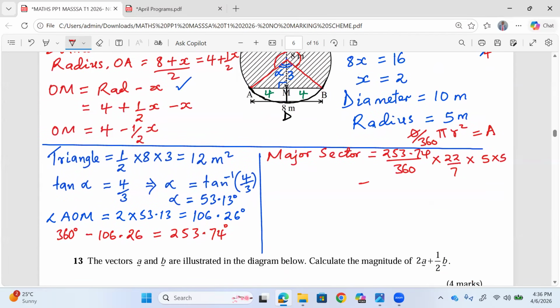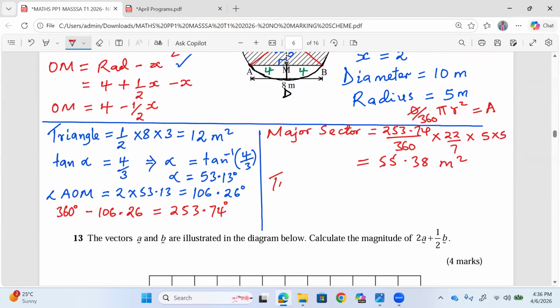So at this point now, we can compute and say this: 253/360 multiplied by 22 over 7, multiplied by 5 squared, which is 25. This is giving me 55.38 square meters. That is the area of the sector.